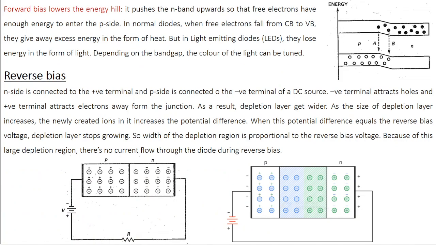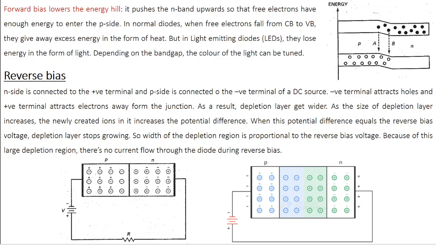If you look at the energy diagram, we know that originally there is an energy hill between the p and n side if you do not apply any external bias. Because of this energy hill, the free electrons on the n side were not able to come to the p side. But when you apply a forward bias, it lowers the energy hill. So it pushes the n band upwards so that the energy difference between p and n decreases. So now free electrons have sufficient energy to enter the p side. Once it reaches the p side, the conduction electron loses energy and becomes a valence electron.